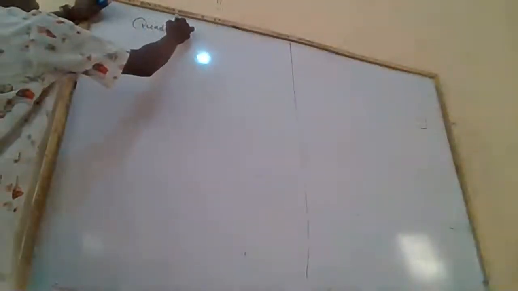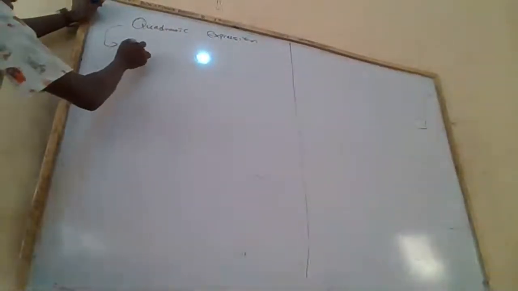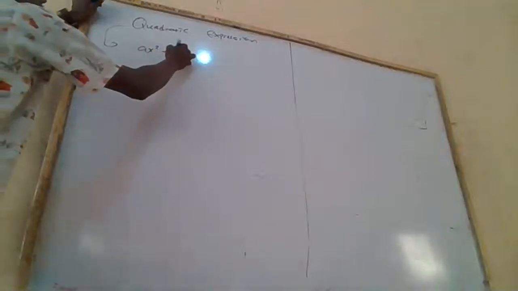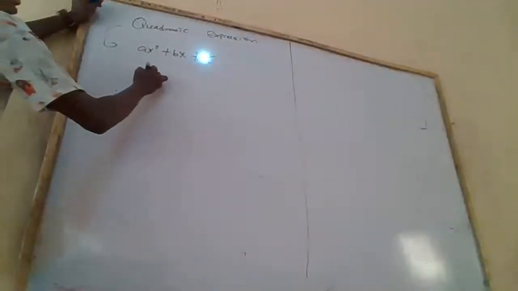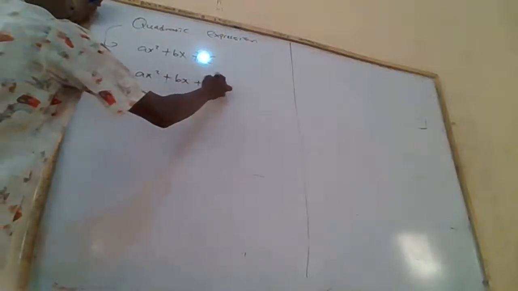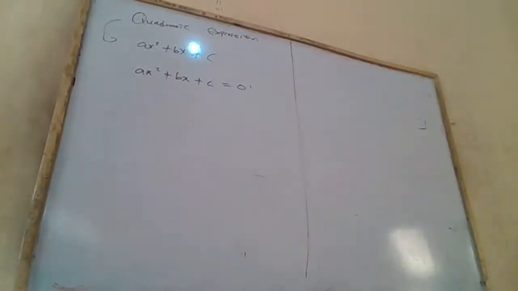Now, when you are dealing with a quadratic expression, listen very carefully. You know that I did not put equation. What did I put here? Expression. What does that mean? If I write ax squared plus bx plus c, and I also write ax squared plus bx plus c is equal to 0, which one is an expression? Which one is an equation?